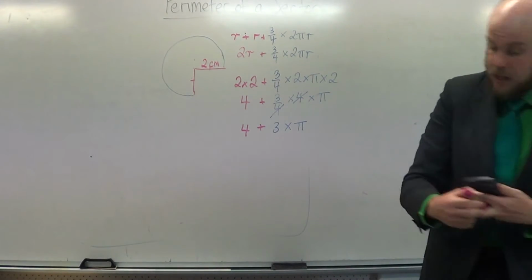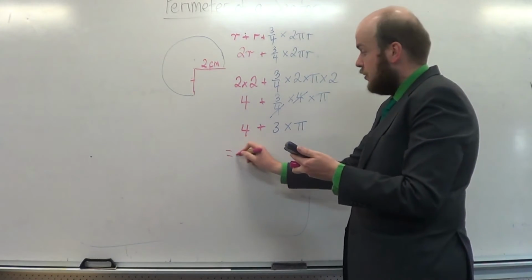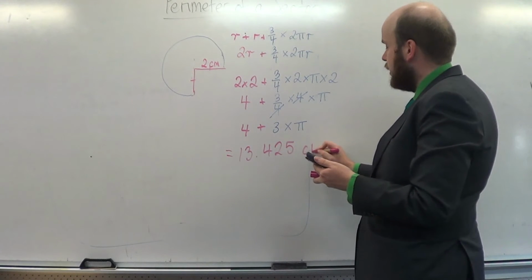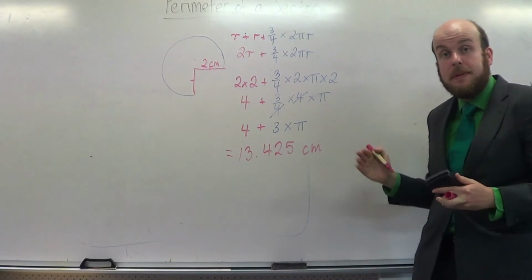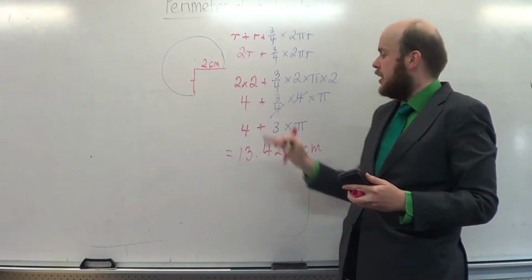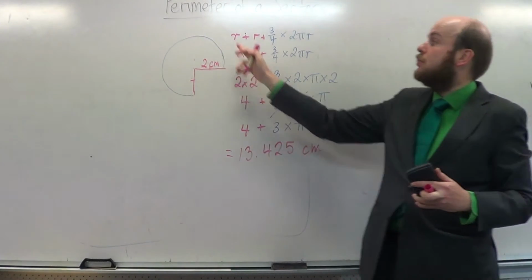So this is equal to 13.425 centimeters. So remember, this is perimeter, it's the outside, it is not squared. So centimeter, centimeter, it is not squared, it's all centimeters.